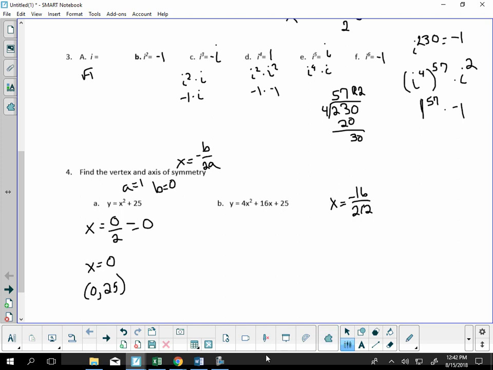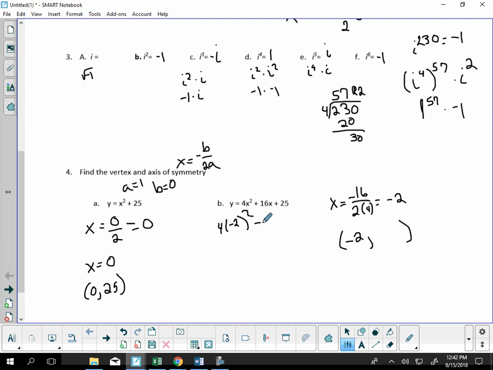Let's try that one more time. I'm still thinking 2 times 2. Opposite b, negative 16 over 2 times 4. Now I get to write my 2 down. It's negative 2. And that gives me the x coordinate of my vertex.